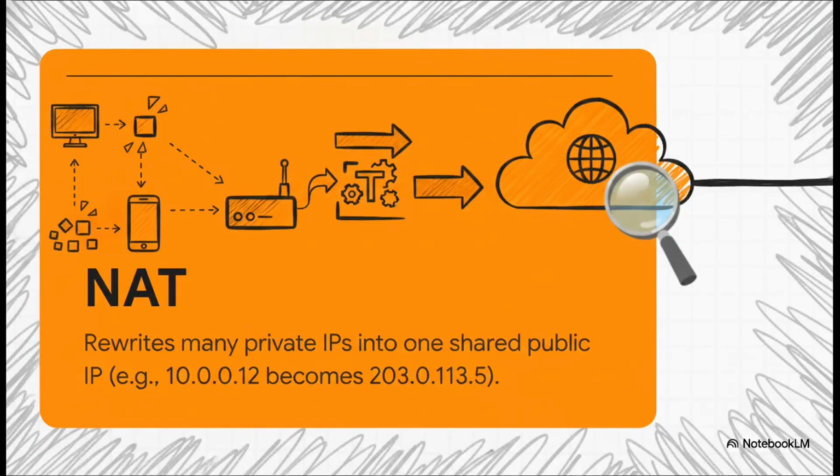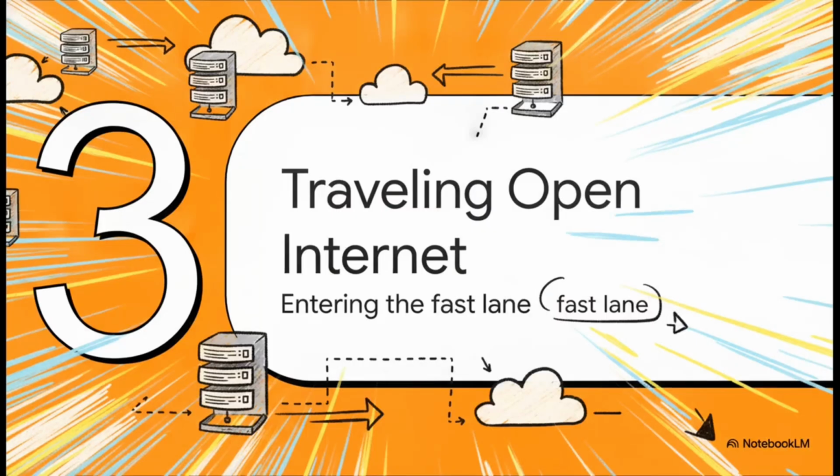But right before your router sends your data out the front door, it pulls off this brilliant trick called NAT, or Network Address Translation. See, you probably have a whole bunch of devices at home with private IP addresses, like 10.0.0.12. The problem is, the internet can't route data back to a private internal address. So NAT steps in as a translator. It rewrites your private inside IP into one shared public outside IP, like 203.0.113.5. So you have all these many private IPs, all presenting just one single public face to the outside world. Pretty clever, right?